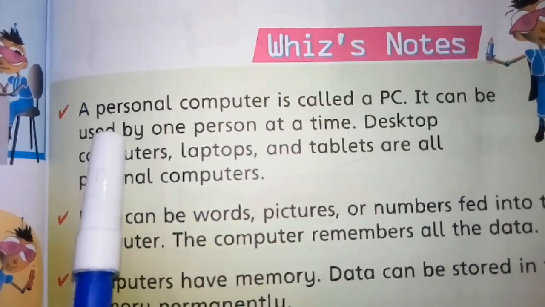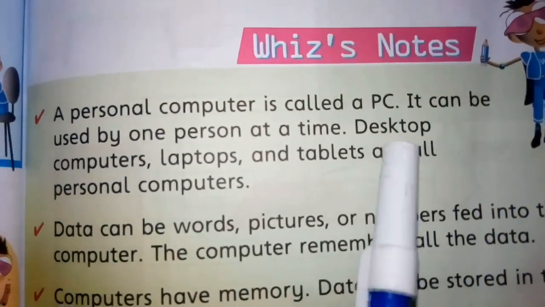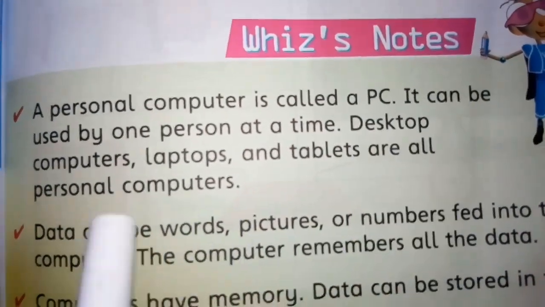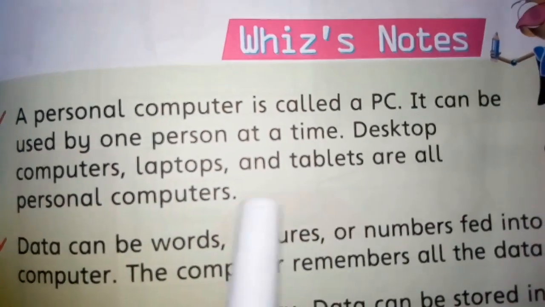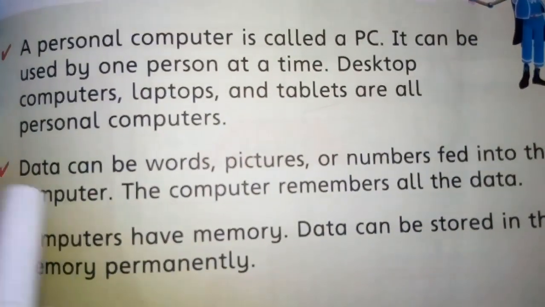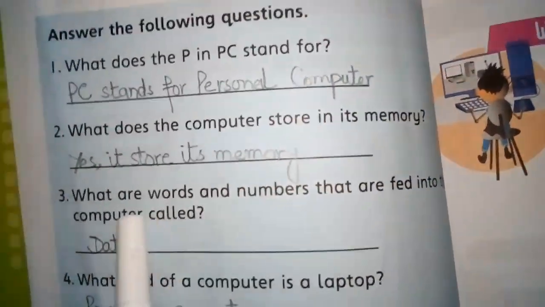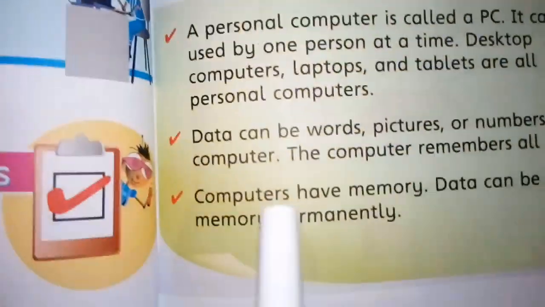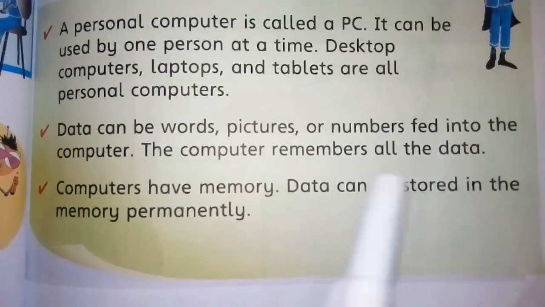He says a personal computer is called a PC. PC stands for personal computer. It can be used by one person at a time, so it is called a personal computer. Desktop computers, laptops, smartphones, and tablets are all called personal computers. Data can be words, pictures, or numbers fed into the computer. What are the words and numbers fed into the computer called? Data. Data can be words, pictures, and numbers fed into the computer.